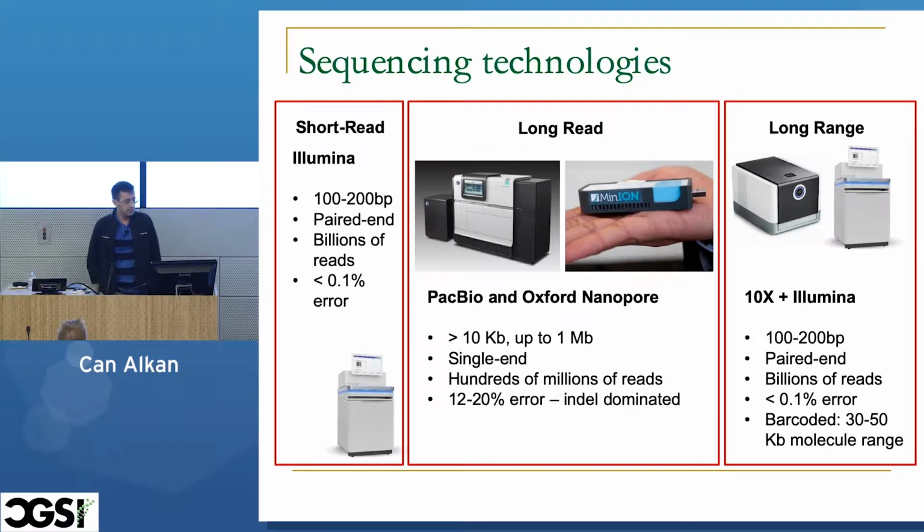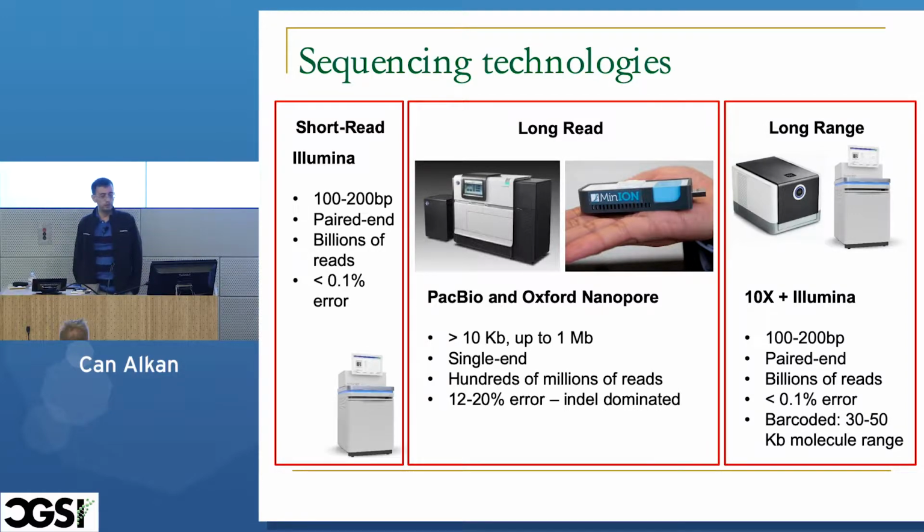So these are the sequencing technologies. The short read Illumina, we have short reads, but they are also paired, and that means from one 500 base pair molecule, we have a prefix and a suffix. We have billions of them. The error rate is very low.